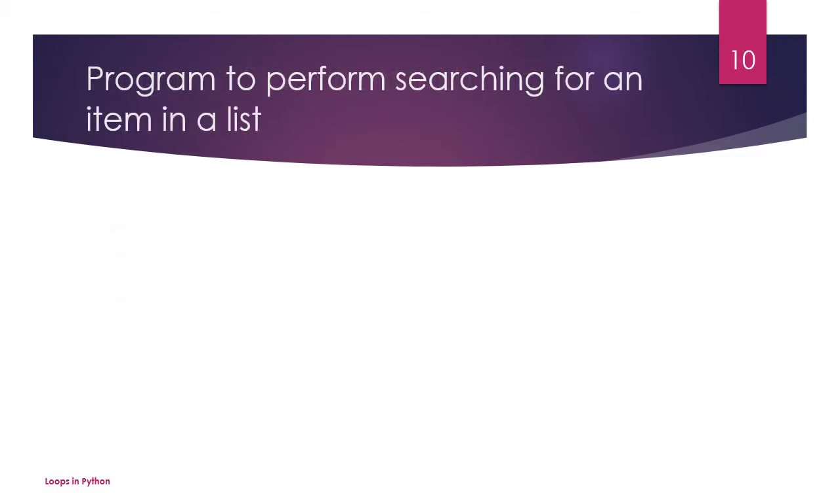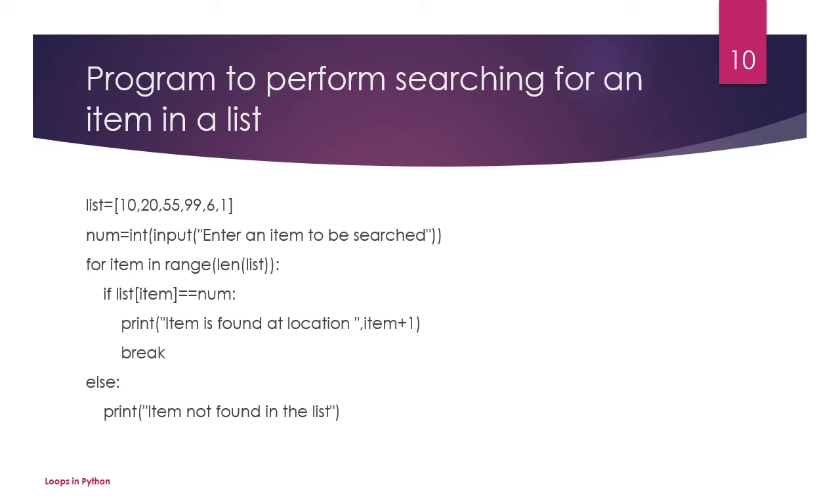This is an example, a common program of linear searching, or searching for an item in a list. Here I have declared a list and in the second statement I have asked the user to enter an item to be searched. And again here I am using an iterating variable which will iterate over the entire list. For that, in order to use the indexing mechanism, I am using range and len here. And for each and every item, we are checking if the item in the list is the item to be searched. That is, if list of i is equal to the number to be searched, what do we do?